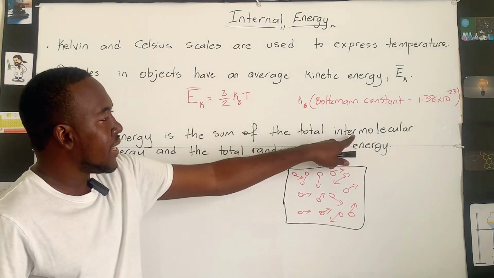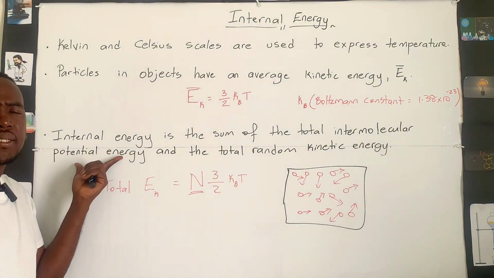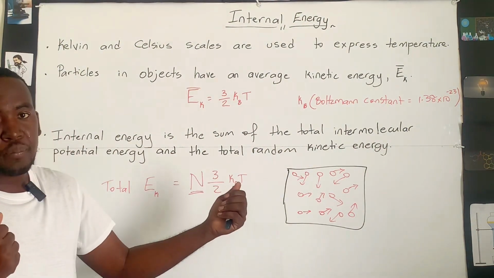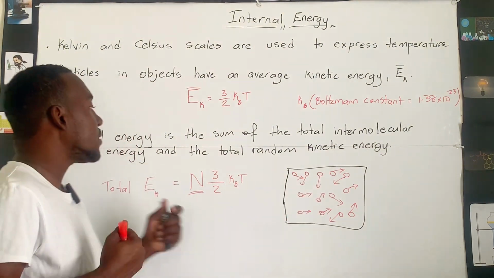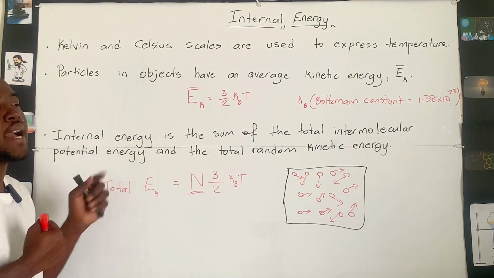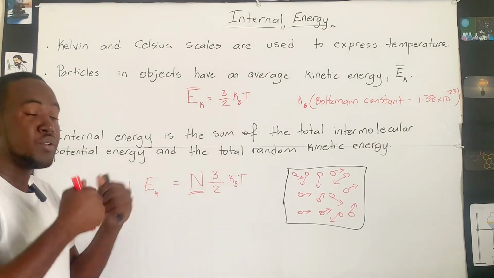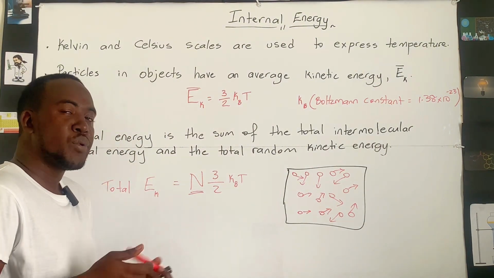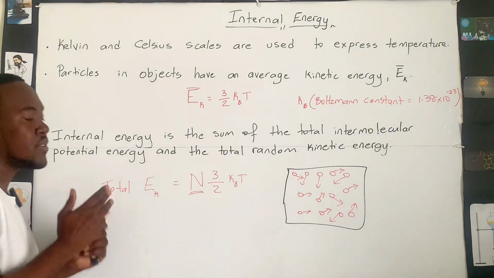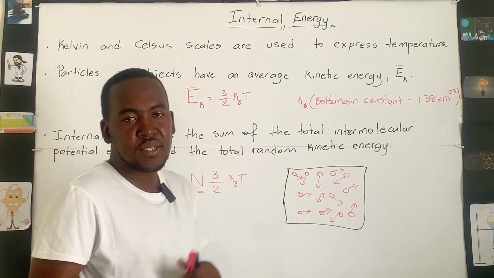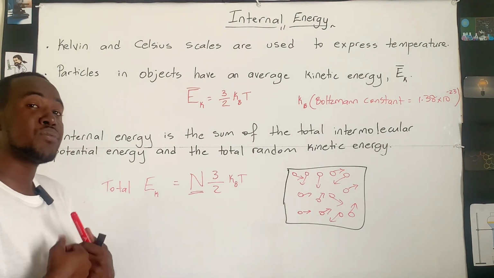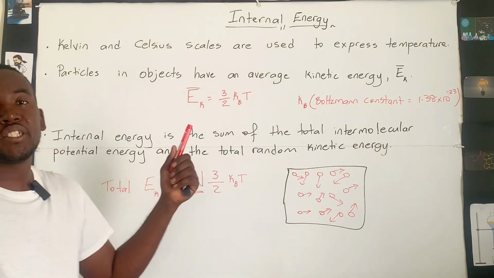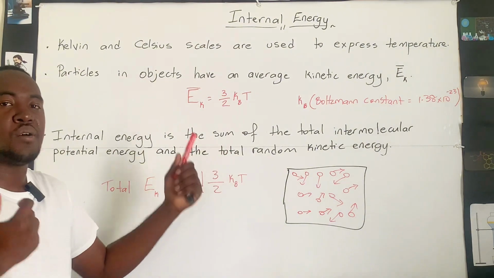And just to note, the potential energy of particles is basically the energy between the particles. So as the particles go further apart, their intermolecular potential energy actually increases as well. If they are close together, then their intermolecular potential energy is very small. And that's one way we can distinguish between solids, liquids, and gases, because solids will have a small intermolecular potential energy, while gases have a larger one because of the spaces between their particles.